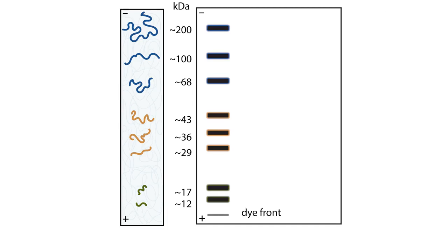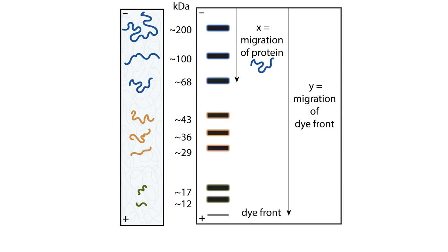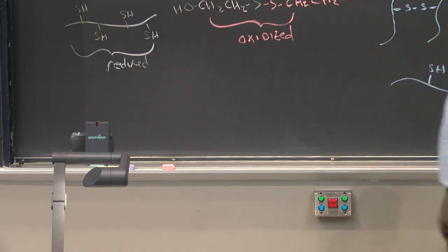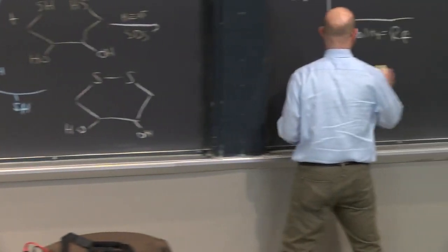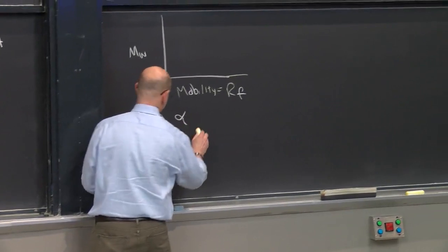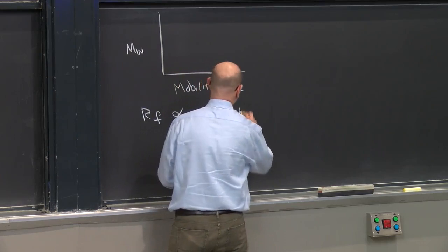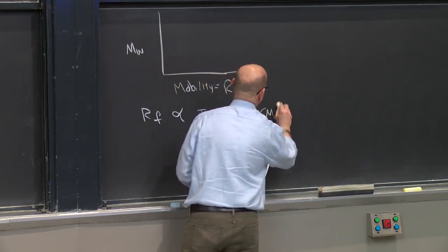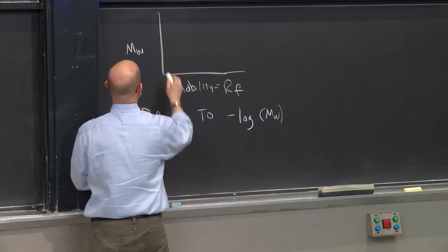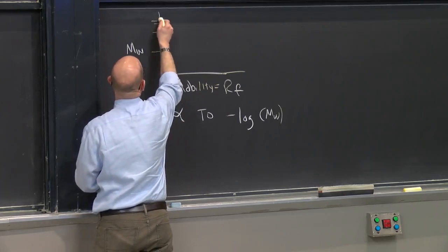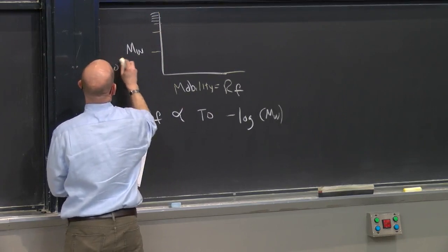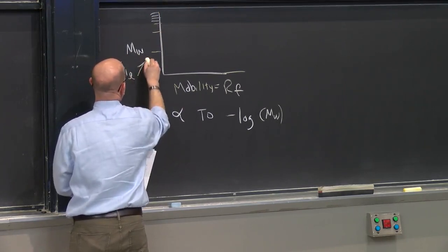And we're going to define the relative mobility, or RF, as how far into the gel our proteins moved compared to the dye front that moved all the way at the front. So x over y is what we're going to call our mobility. Okay? And it turns out that the mobility is proportional to minus the log of the molecular weight. Okay? So if I plot the molecular weight on a logarithmic scale, note, log scale. Okay, I'm plotting it logarithmically.